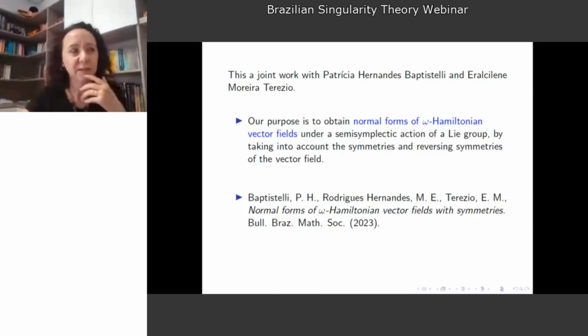Its purpose is to obtain normal forms of a class of Hamiltonian vector fields when we consider some definition of a semisymplectic action of a Lie group, and we consider symmetries and reversing symmetries of the vector field. We define each element in this talk in order to understand the context and the techniques we use to solve this problem.